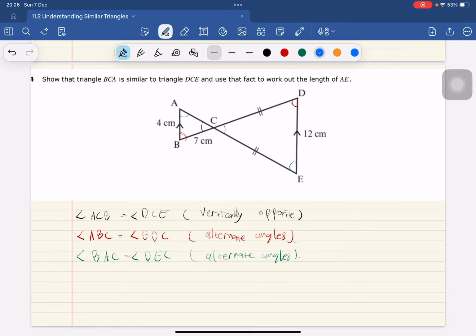So we got three equal angles. So the triangles are similar. So the length AE here, this equal to 28. Okay, there it is.